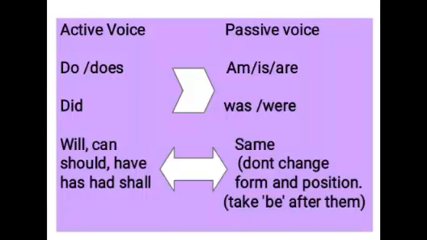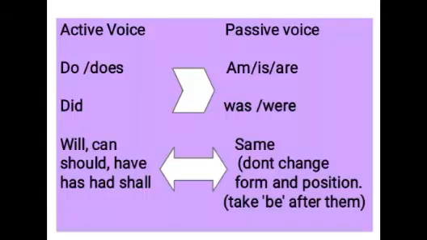Primary auxiliary verbs like do, does, did do not appear in passive voice. In other words, do, does, did helping verbs are not used in making negative statements and for making interrogative statements in passive voice. Take a look at the chart. Do, does used in active sentences for making negative and interrogative changes to am, is, are in passive voice. Did changes to was, were.